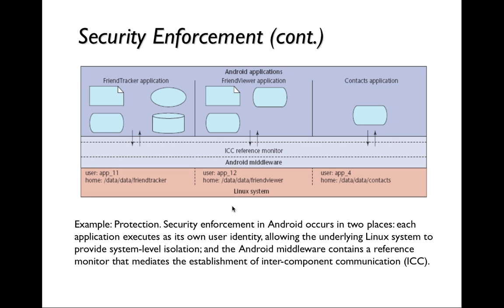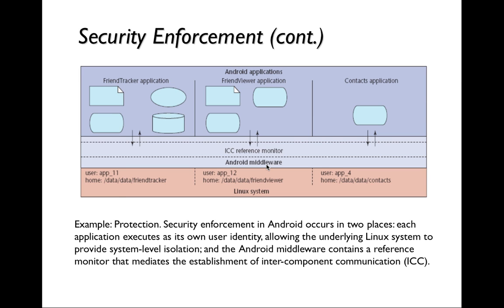And this is our program put into the architecture. We have the contacts application, which is actually part of the phone. It's part of the content provider. It's our list of contacts. We have the Android applications here for the friend tracker application that we originally looked at, and the friend viewer application, the two different activities. They're all working through this ICC, the intercomponent communication channel, and it has a reference monitor that works on top of the application framework, if you want to call this middleware the application framework.